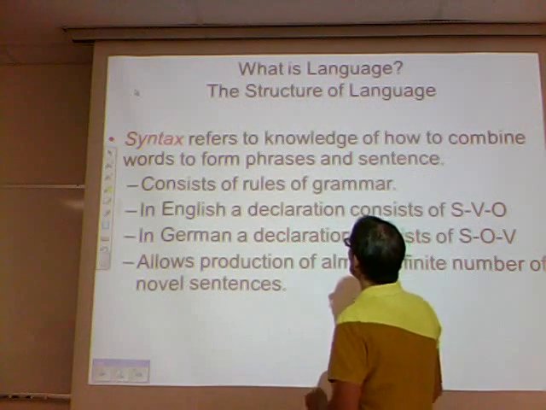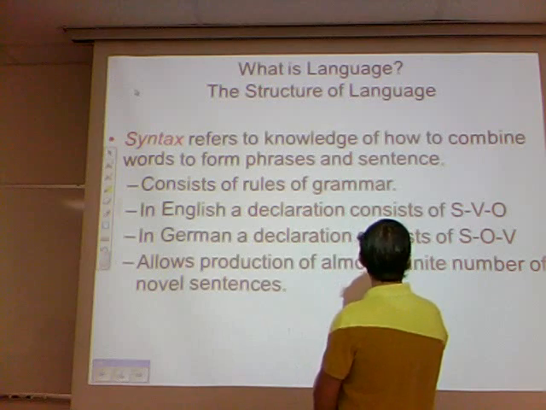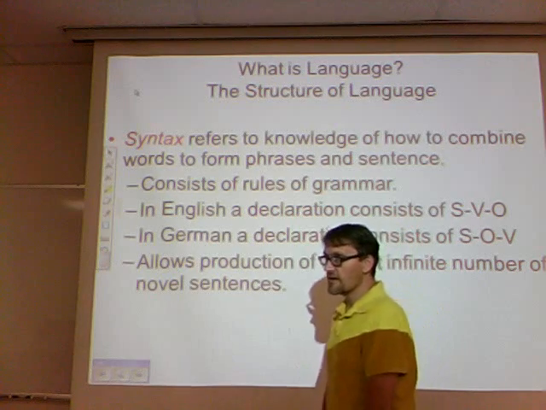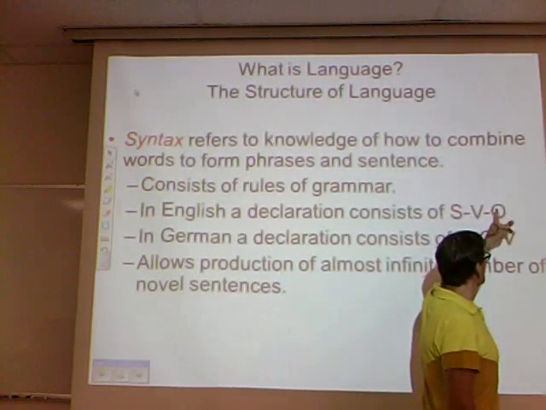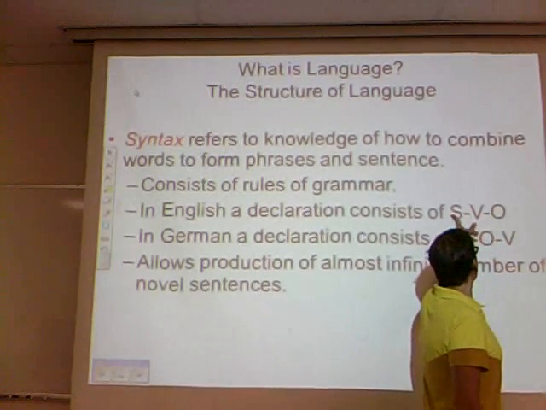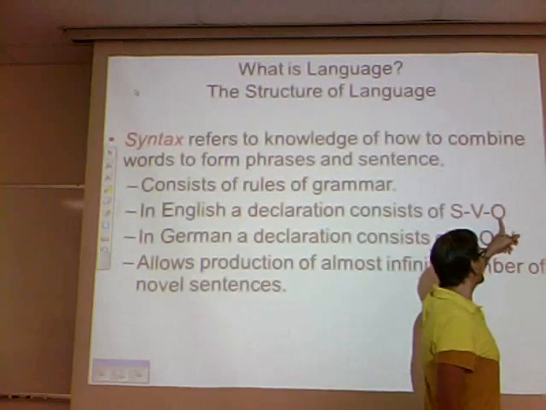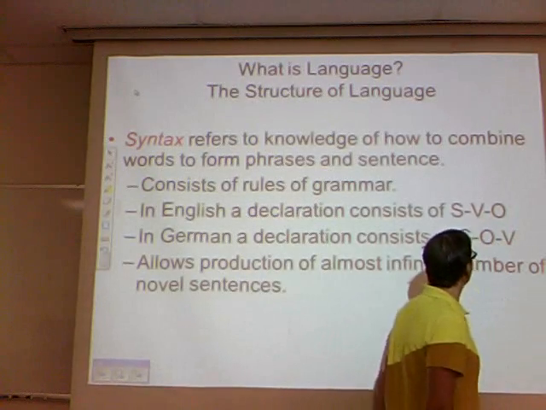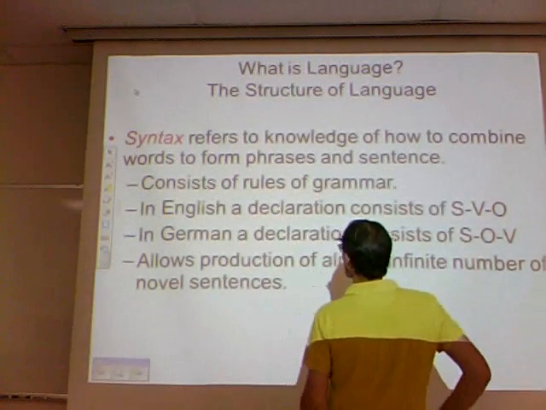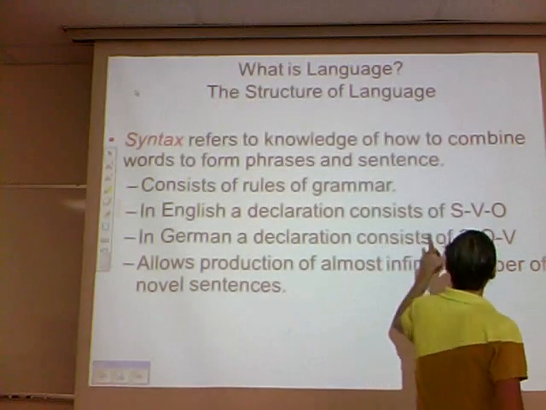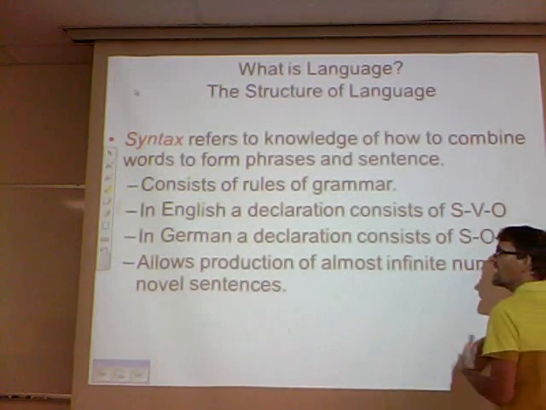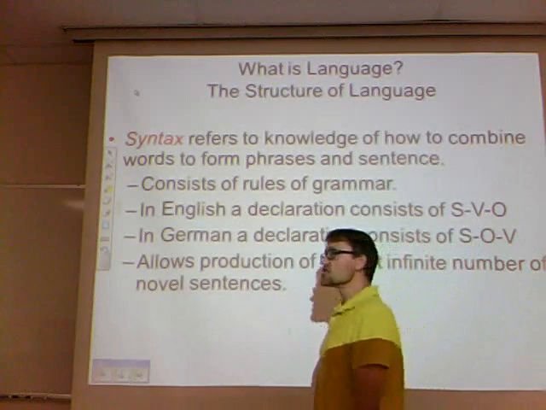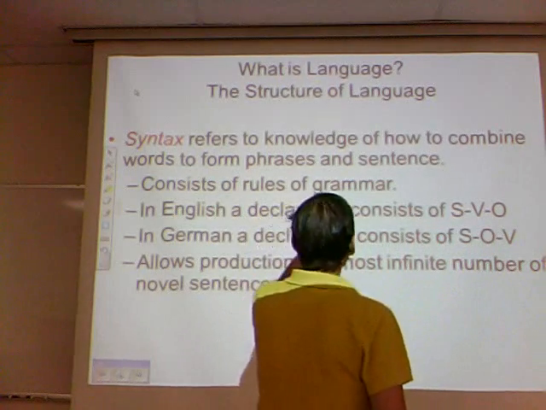Let's say, for example, in English, a declaration usually consists of subject, verb, object. The boy went to the store, right? Boy is the subject, went is the verb, and the object is where, at the store. Whereas in German you would say, boy, store, went, right? So it's different in English versus German, but it's still the rules of how to put things together.